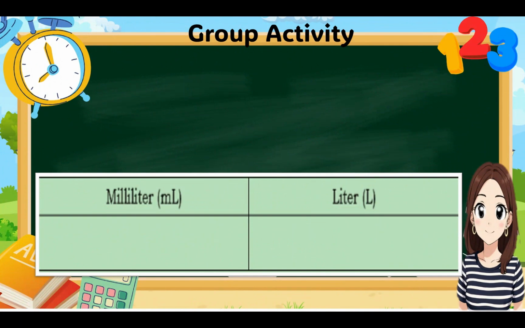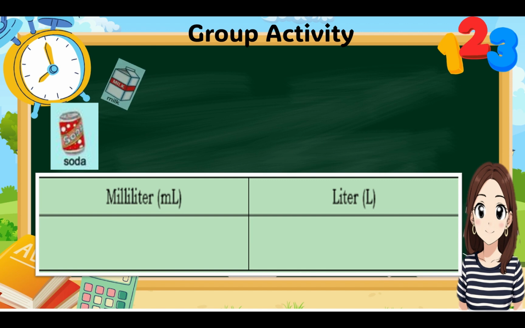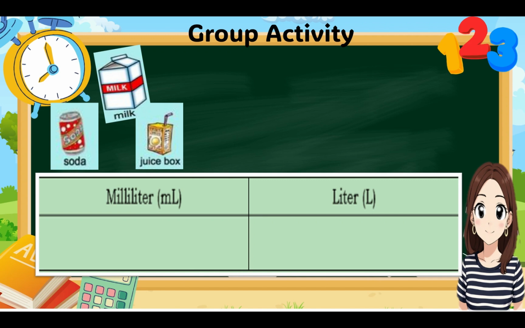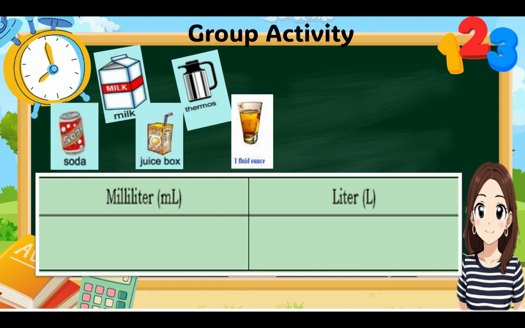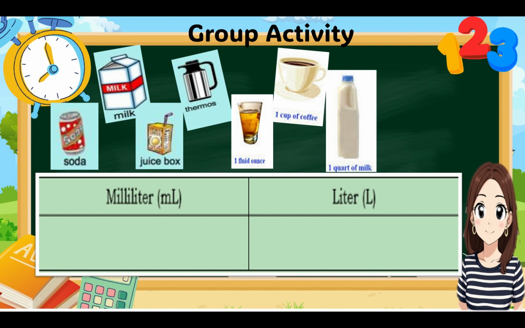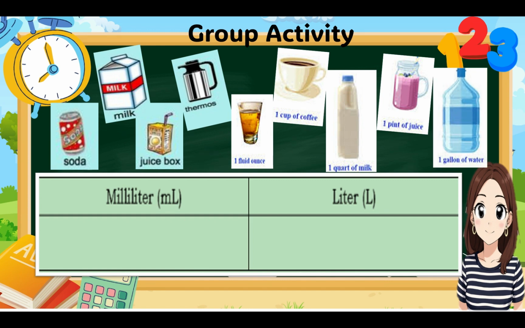Now for our group activity, you will be given the following pictures. We have soda, milk in a box, juice box, these are tiny boxes, a thermos, let's say a big thermos, a fluid ounce, a cup of coffee, a quart of milk, a pint of juice, a gallon of water.